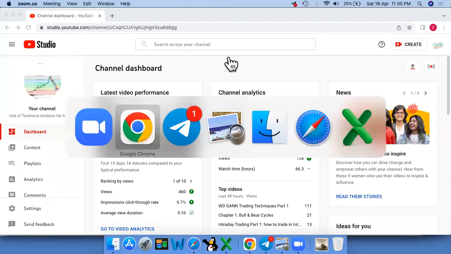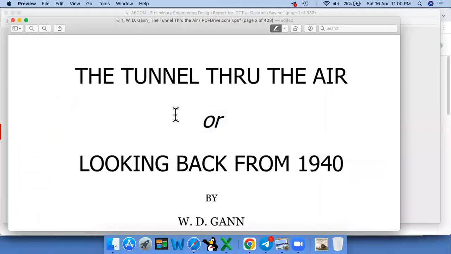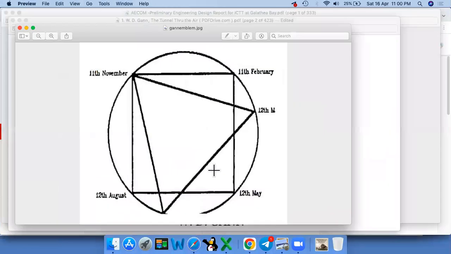In the first video, we had specifically seen the Gann emblem. That was the first thing that we studied. We studied the 360-day cycle. So in a year, if we divide that all together into four parts as per the seasons, we get every season of 90 days. So these are 90-day cycles which have been represented by a square.